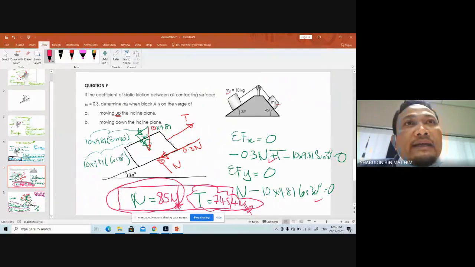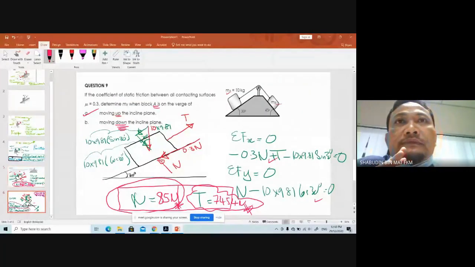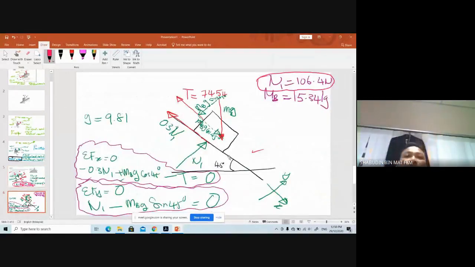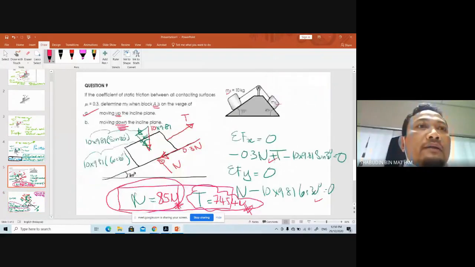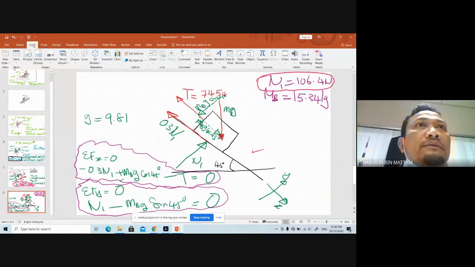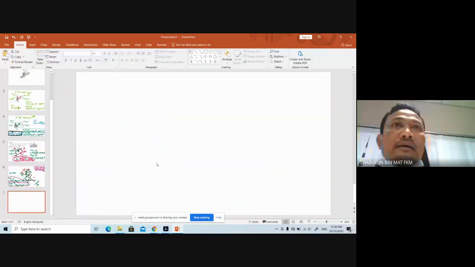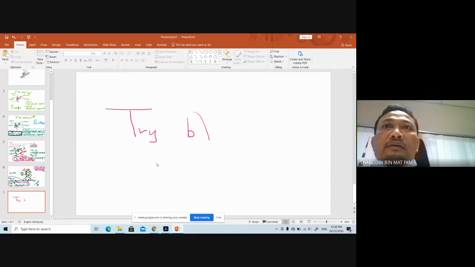Question B says that block A is moving down. So you just change that N to going up here, and that one going down. Try to do this at home. Try the second part, section B, at home.